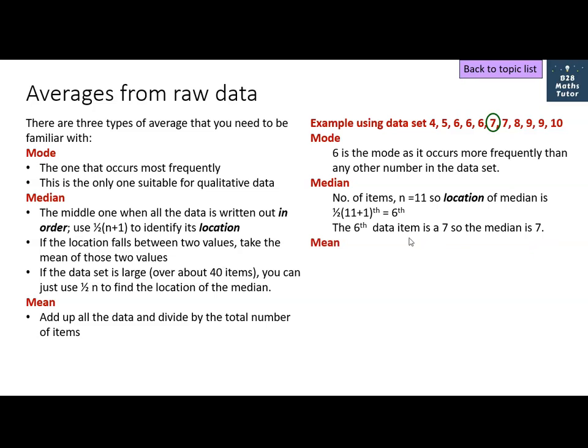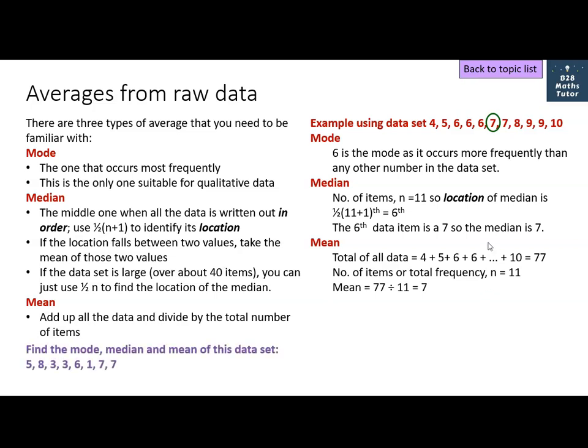The mean, we add them all up, 4 plus 5 plus 6 plus 6, etc., gives us 77. The total frequency, or the total number of items, n, is 11. So the mean is going to be 77 divided by 11, which is 7. Now your turn. This time they're not all in order to start with, so sort them into order first. Pause the video, find the mode, median, and mean of this data set, and then press play again when you're ready to go through the answers.